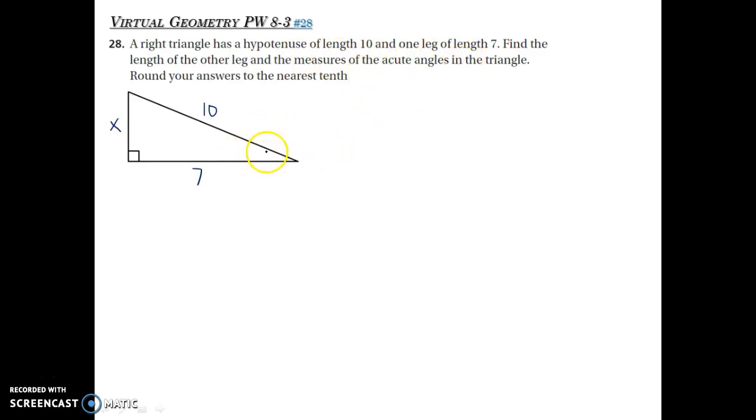So we need to get this angle and this angle. So I'll call them, I don't know, A and B. Alright, so what can we do here? We've got these two sides, and we need this one. We can use the Pythagorean theorem to figure that out. X squared plus 7 squared is 10 squared.